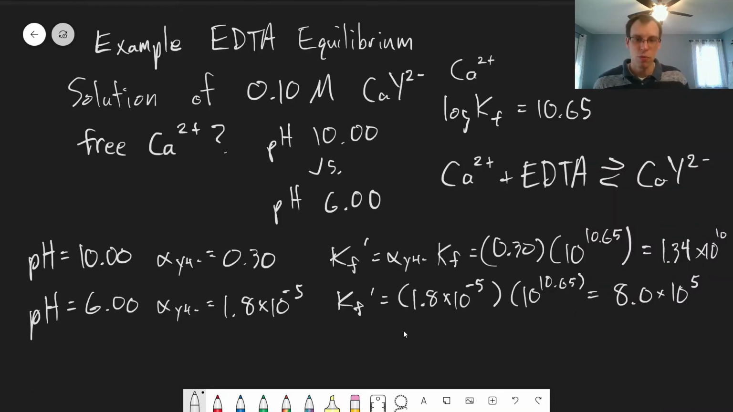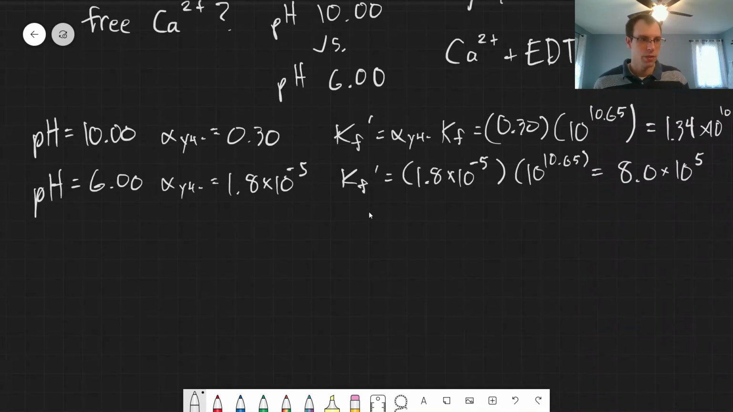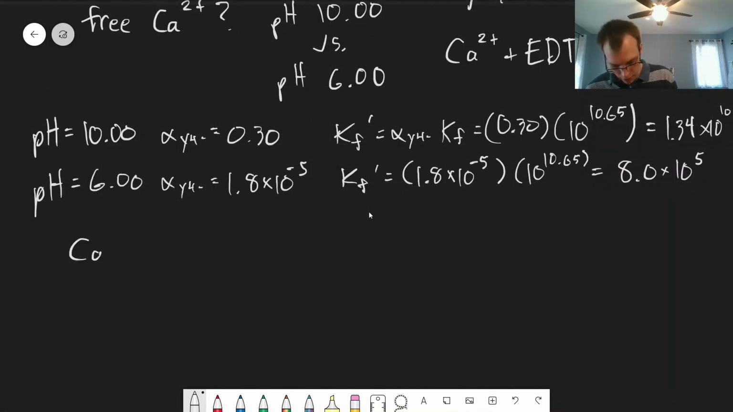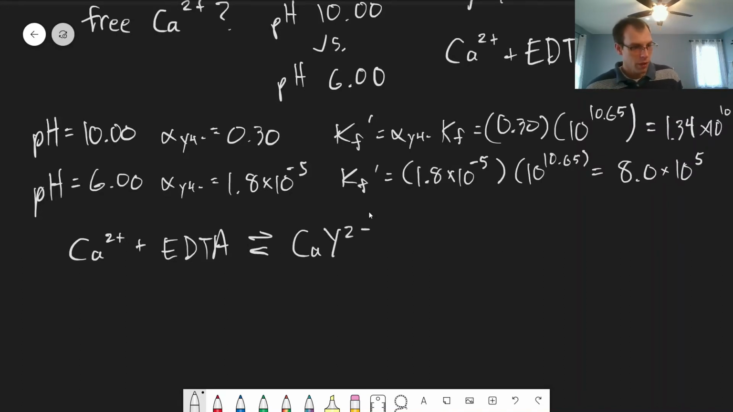Right, so let's look at what's happening at equilibrium. So coming back to our reaction equation here, calcium 2 plus EDTA, forming calcium Y2 minus. All right, so we started with 0.1 molar of calcium Y2 minus. That's what it says in the problem. Some of that is going to go to the left and form calcium 2 plus and EDTA separately. And so we can say we'll have plus X and plus X here. So I'm kind of putting a whole ICE table into just one line here.